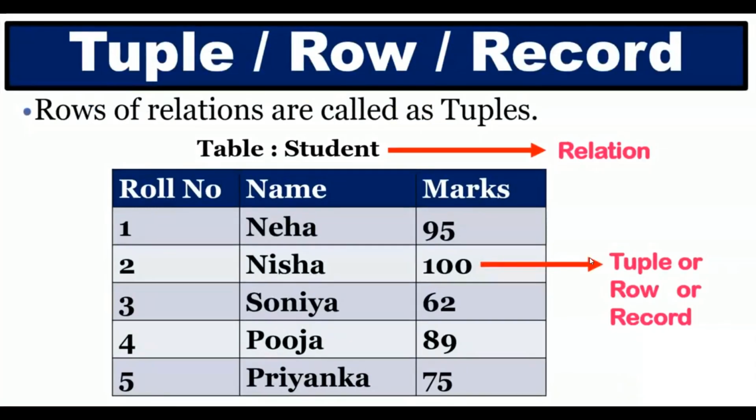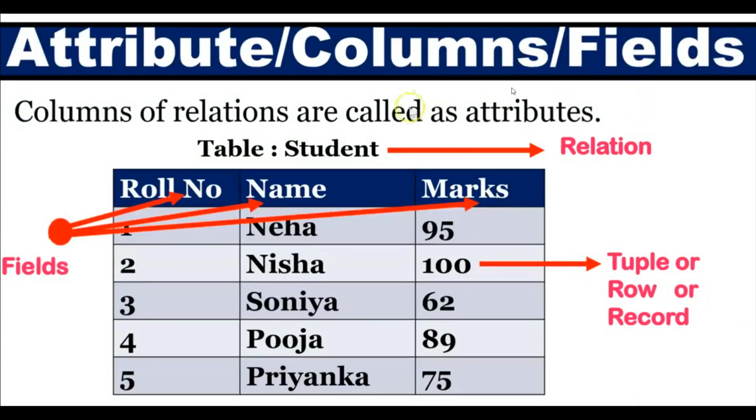Coming up next is the new terminology, that is tuple. A record is called a row, and rows are also called tuples. Questions may come in the form of defining a tuple or creating a tuple. Don't get confused. Remember, the literal meaning is same. Whenever we create a row of a table and enter data in it, a tuple is being created. So the same meaning has got three names: tuple, row, record.